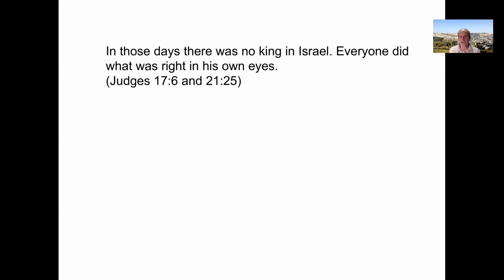This is kind of a theme and a conclusion for the book of Judges. And this is in the third part of the book of Judges, and it's put in there twice. It says, in those days, there was no king in Israel. Everyone did what was right in his own eyes. In other words, as long as there was no king, there was really no good law and order. People were uncontrolled.